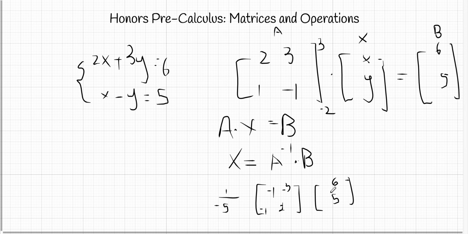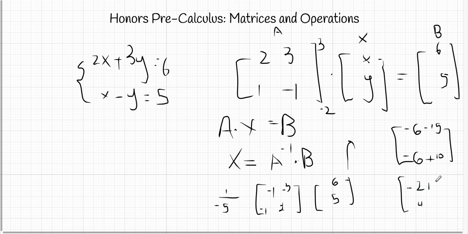But in this case, first multiply the two matrices because it becomes easier, because otherwise you'll get a fraction in the matrix, and multiplying by that would be messy, to say the least. So first multiply these two matrices. You'll get negative 1 times 6, which is negative 6, plus negative 3 times 5, which would be negative 15. Negative 1 times 6, negative 6. 2 times 5 is 10. And this would simplify down to negative 21, 4.